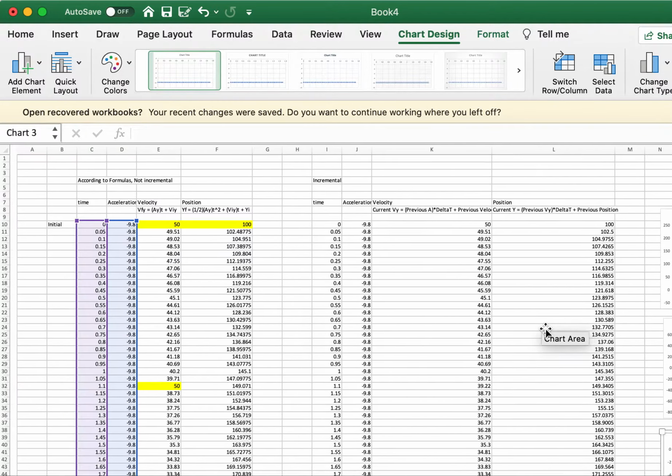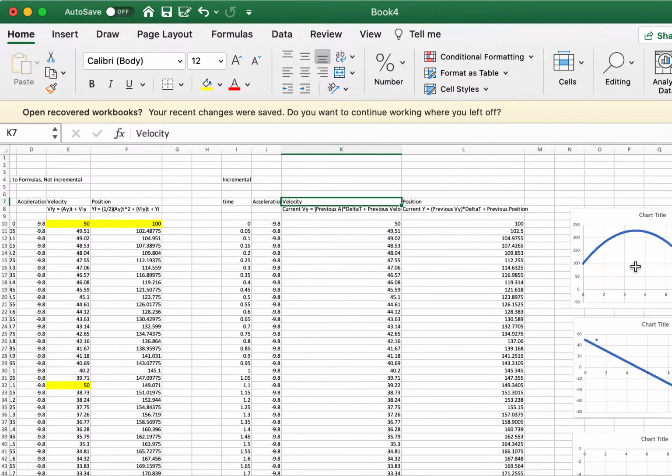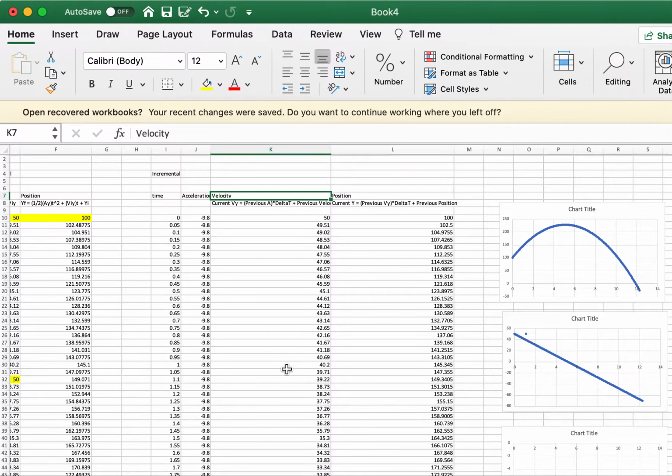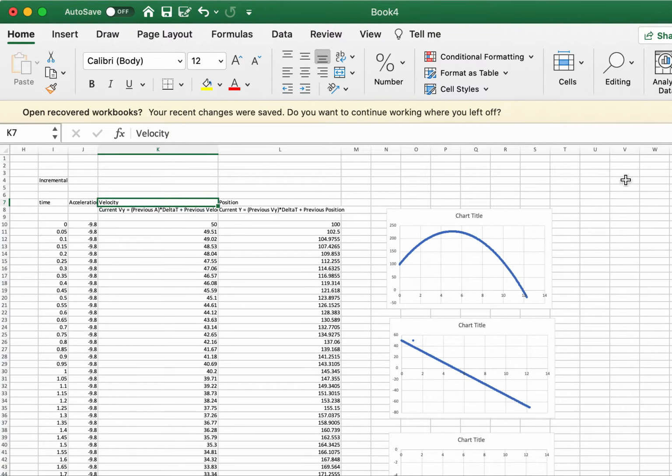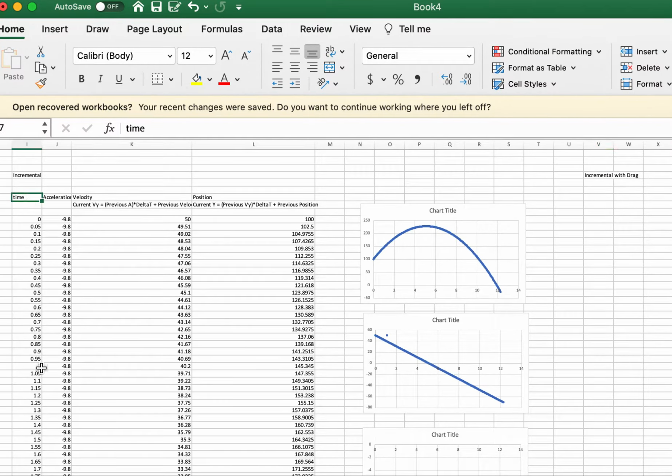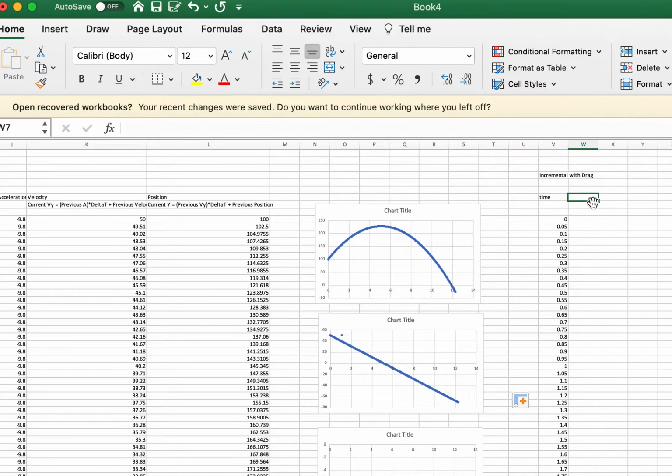Now, that was the theoretical, of course. You could do the same thing for your incremental, but they're going to just be the same, pretty much. All right, so now let's go on to make a new one. Incremental with drag. Still want to copy the time down. All right, but now, since we're including drag, the acceleration will not be negative 9.8 the whole time. So let's go back to the lab and see what it should be.